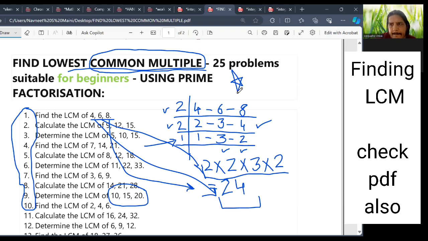Any doubt? No. So now what I'll suggest is try to do till 5. Try to do. Actually, you can start from the second, third, fourth, fifth. Great.